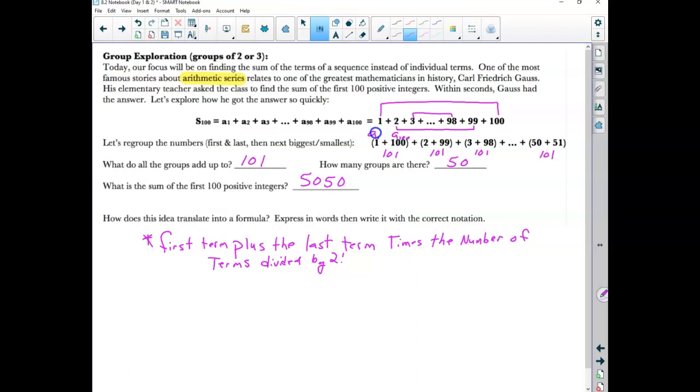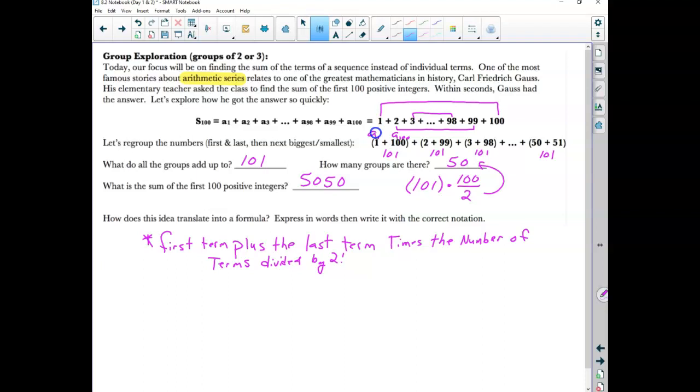And then he realized all my groups are going to be the same. So then he took that group from his first term plus his last term, and he multiplied that times the number of terms there are. Well, there's 100 terms, but if I group it with everybody else, I have to divide that by 2, and that's where the 50 comes from. So 101 times 50 gave me the 5,050.